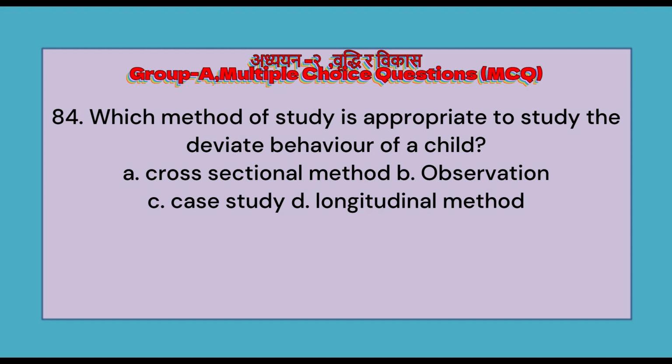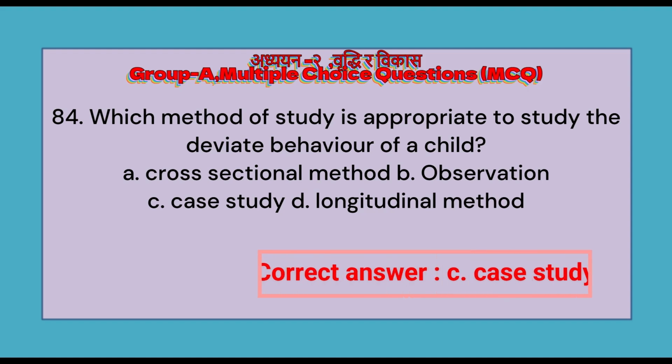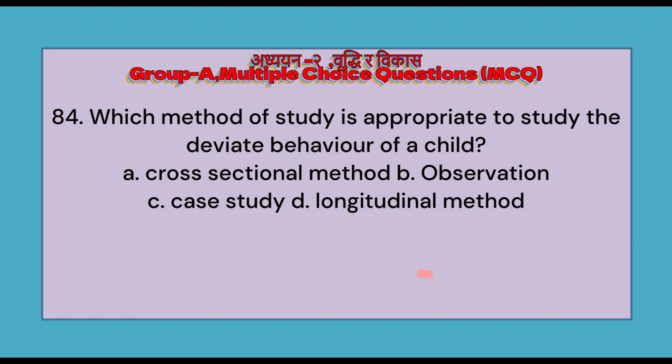84. Which method of study is appropriate to study the deviant behavior of a child? A. Cross-sectional method, B. Observation, C. Case study, D. Longitudinal method. Correct answer: C. Case study.